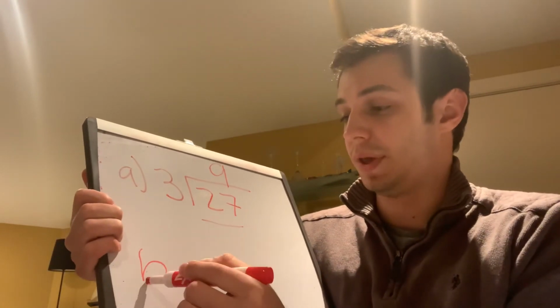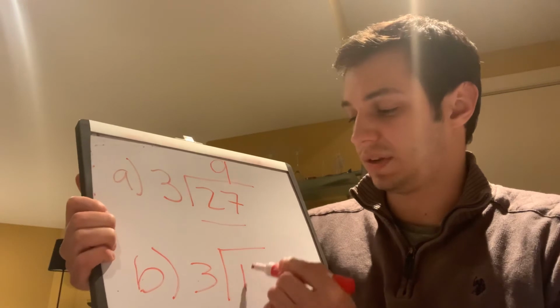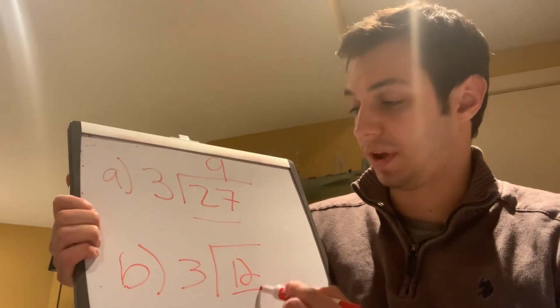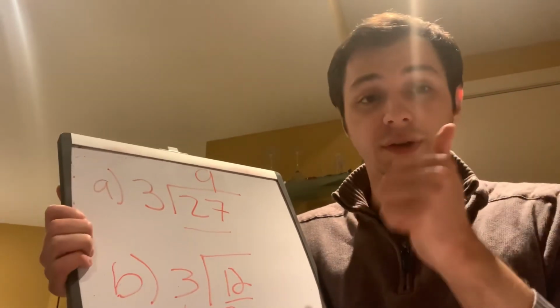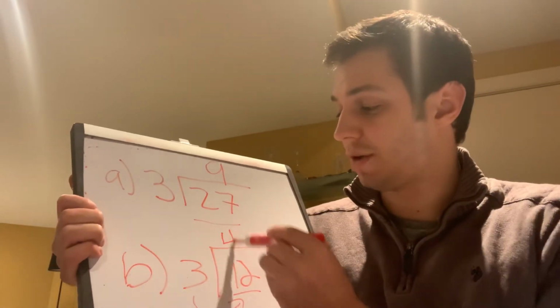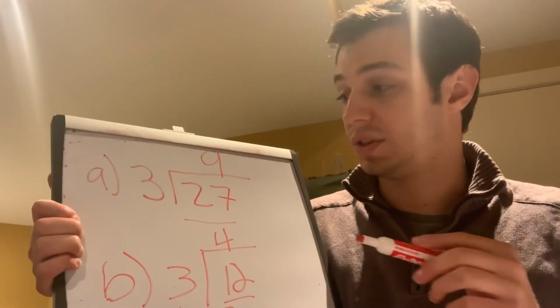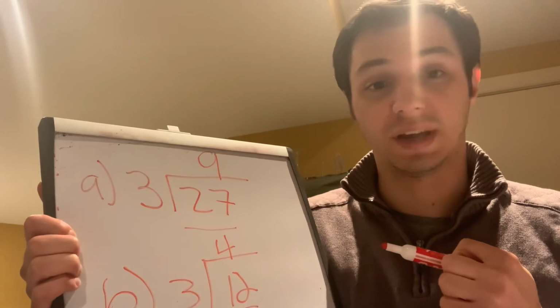Same for part B, 3 dividing into 12. 3 can't go into 1, but 3 can go into 12. How many times? We can skip count. 3, 6, 9, 12. 4 times. And you're going to write your answer right at the top. So you're going to write all of your answers to these division problems right on top of the division sign. So you guys can finish that up.